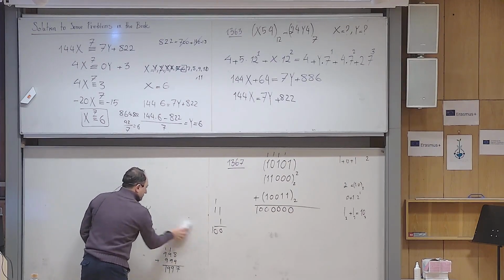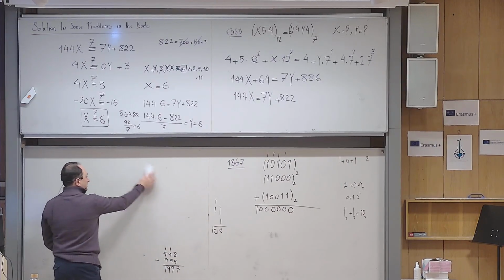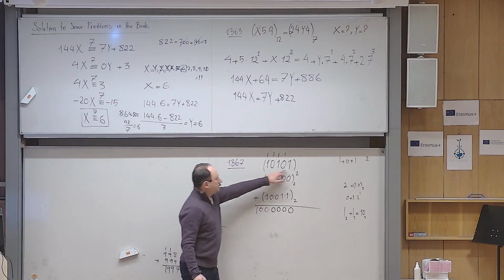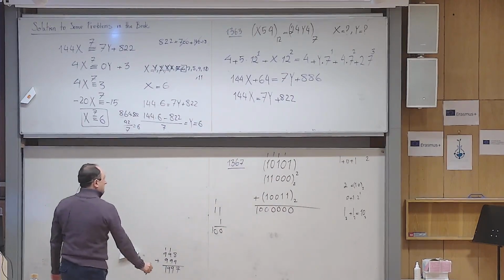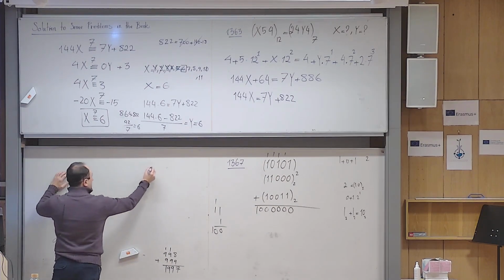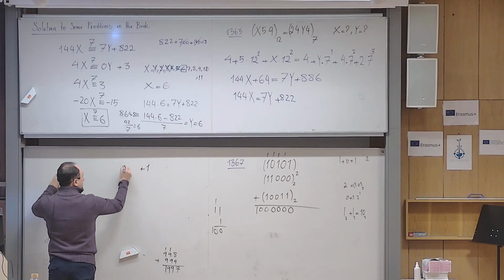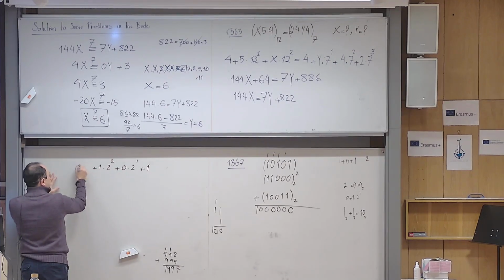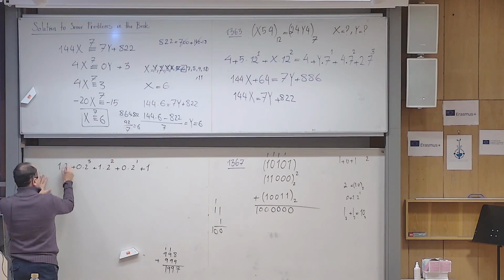I think it's a good idea. We can check our answer this way. Let us do it. So if I want to expand this number, what should I write? I start with 1. Let me start from the right-hand side this time. 1. The next digit is 0 times 2 to power 1. The next digit is 1 times 2 to power 2. The next digit is 0 times 2 to power 3. The next digit is 1 times 2 to power 4.